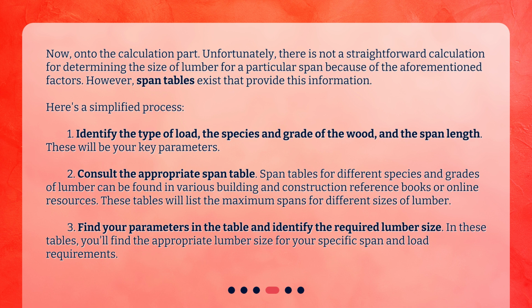2. Consult the appropriate span table. Span tables for different species and grades of lumber can be found in various building and construction reference books or online resources. These tables will list the maximum spans for different sizes of lumber. 3. Find your parameters in the table and identify the required lumber size. In these tables, you'll find the appropriate lumber size for your specific span and load requirements.